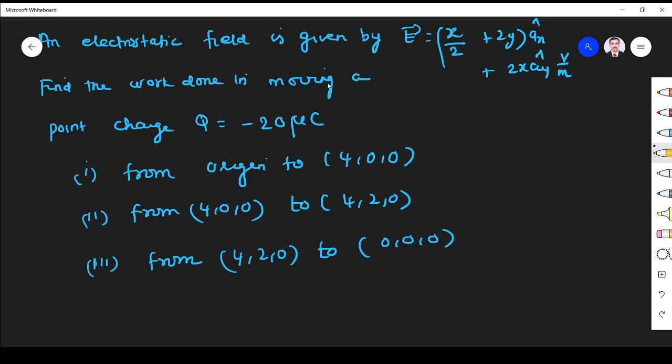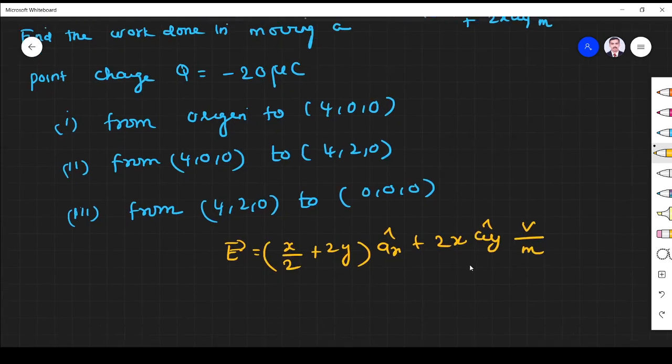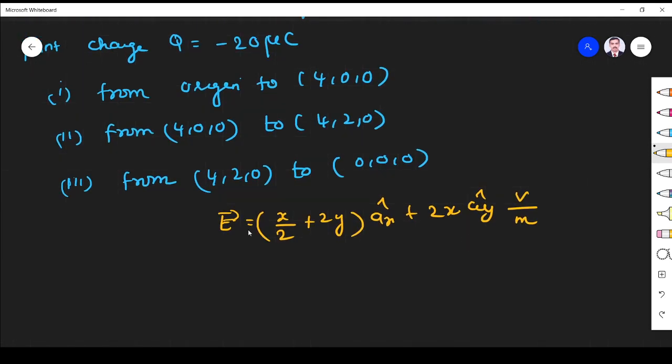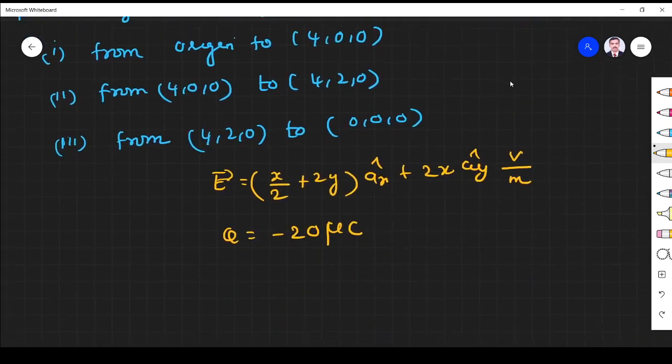Let us see that. First, what they have given: E value. E is given by (x/2 + 2y) ax + 2x ay volt per meter. Right, they have given that. Then q is given. q is equal to -20 microcoulomb. What they asked is the work done to move a charge.